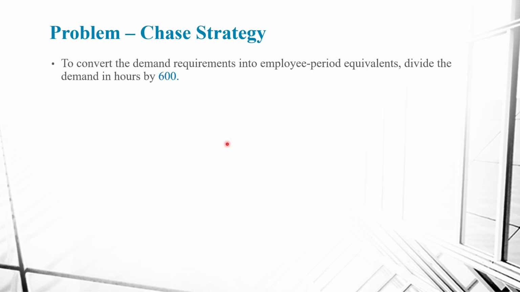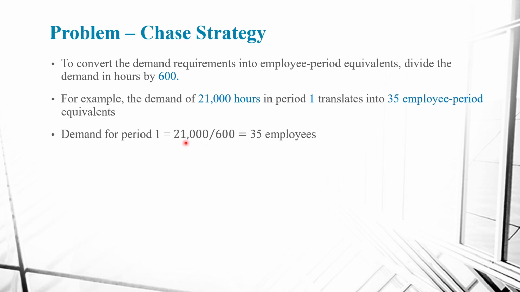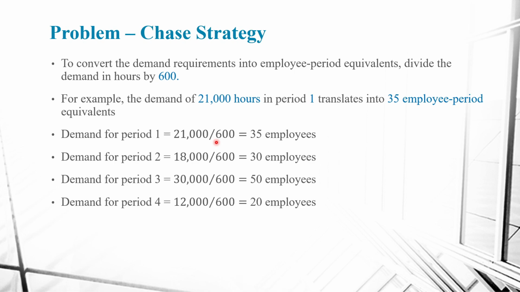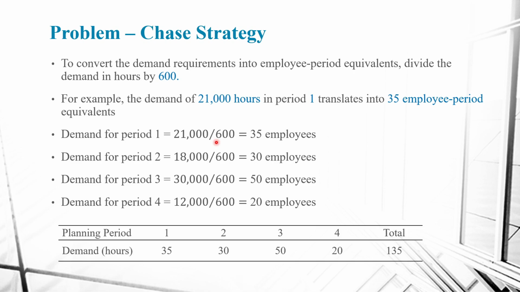Now, to convert the demand requirement into employee period equivalents, we divide the demand in hours by 600. For example, the demand of 21,000 hours in period 1 translates into 35 employees when we divide that demand by 600 hours. Similarly, we calculate the demand for period 2, 3, and 4 using the same approach. This is the updated table that we have in terms of demand converted into number of hours.